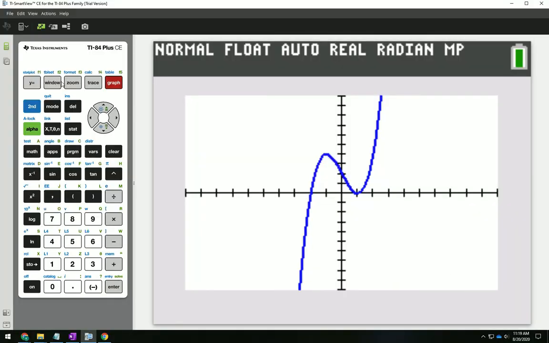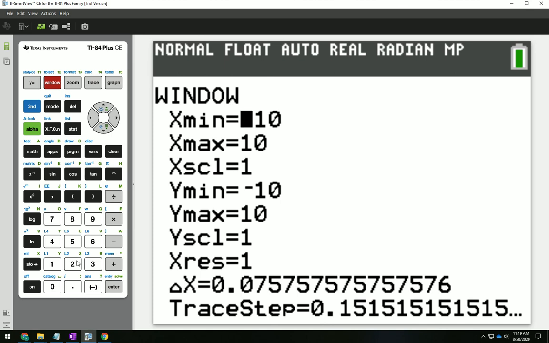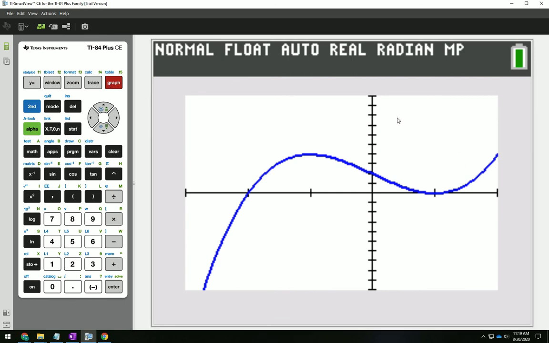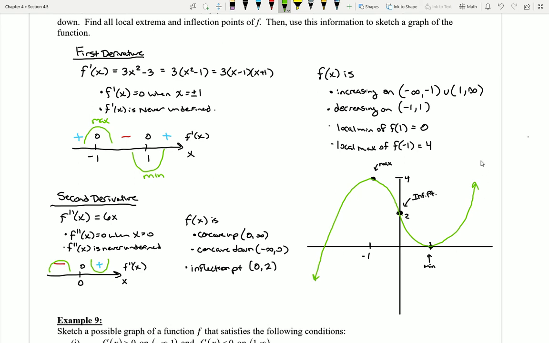But if I was to change the window a little bit, maybe I go from, say, -3 to 2, yeah, this is starting to look a little bit more like the picture that we had, right? A little bit closer. Not exact, but a little bit closer. So we have a really good sense of what this graph looks like just by combining all of this information that we have here.